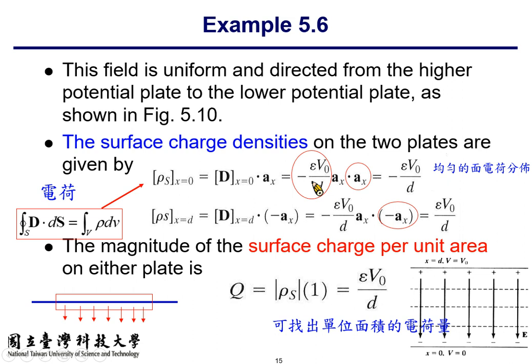And this is the surface integral. So you do the dot product of D and the direction of the surface, which is pointing upward for the top surface and pointing downward for the bottom surface. So that's the reason why here is a positive one and here is a negative one.